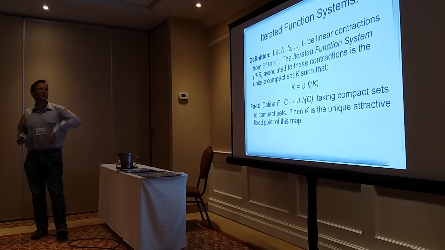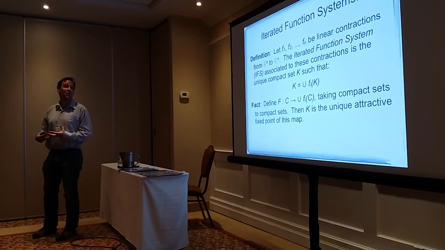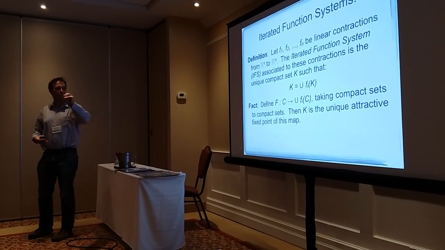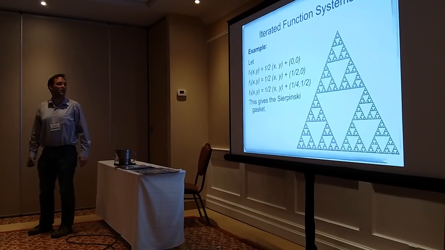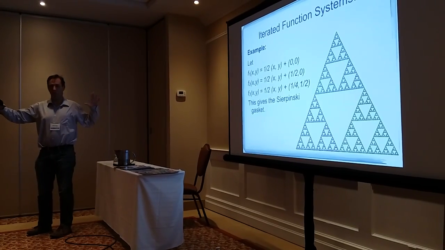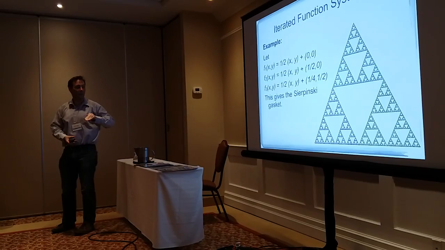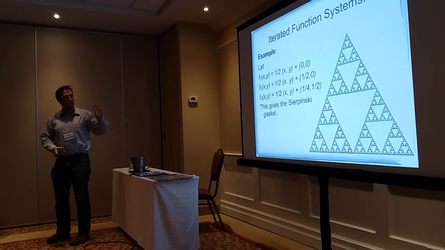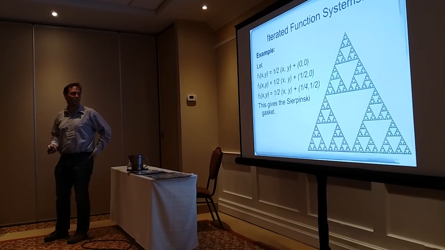It turns out K is actually a unique attractive fixed point if I think about this as iterating a map of taking a set to the union of the contractions of the set. A simple example that most people have seen: you take the Sierpinski triangle, shrink it by half in the vertical direction, shrink it by half in the horizontal direction, put 3 copies of it, and when you iterate the process, you get the Sierpinski gasket.